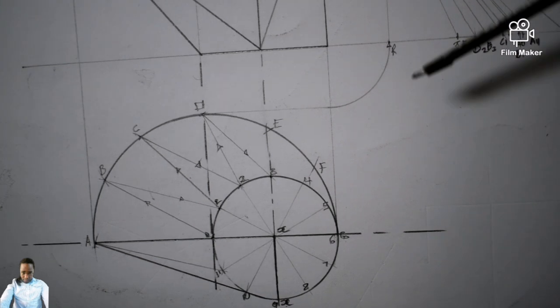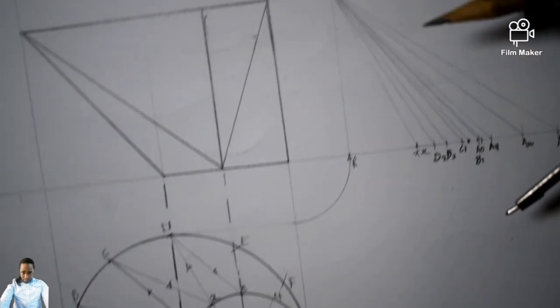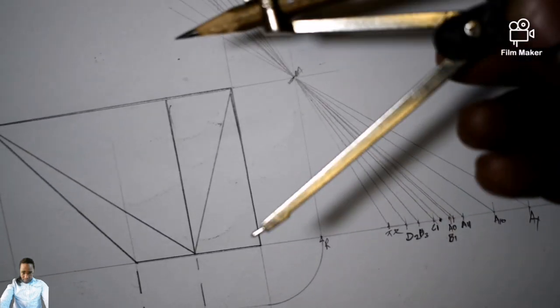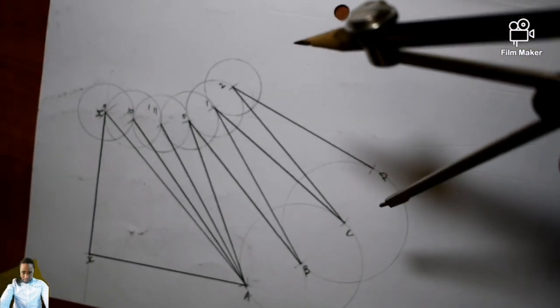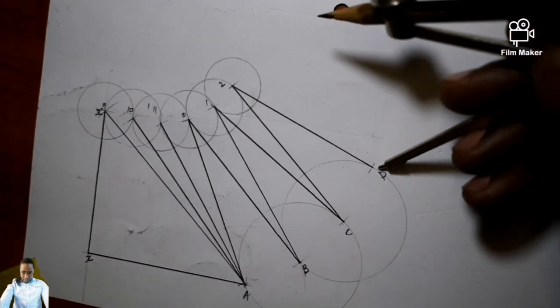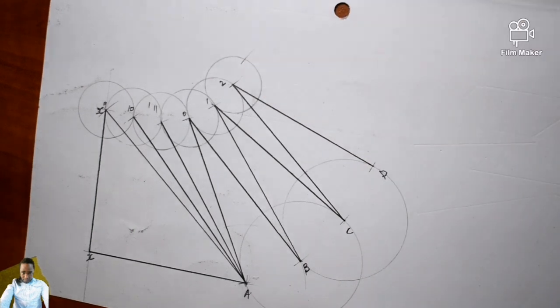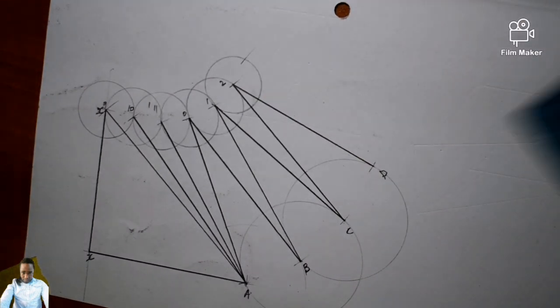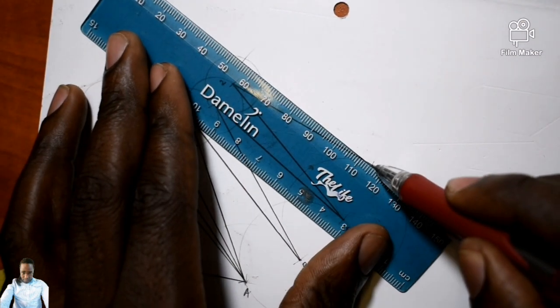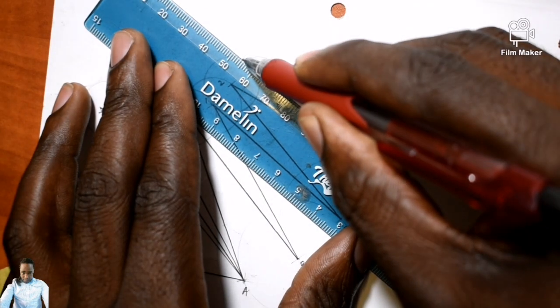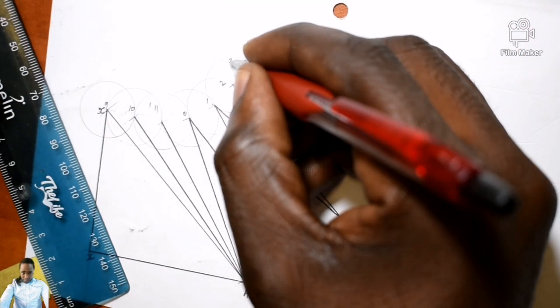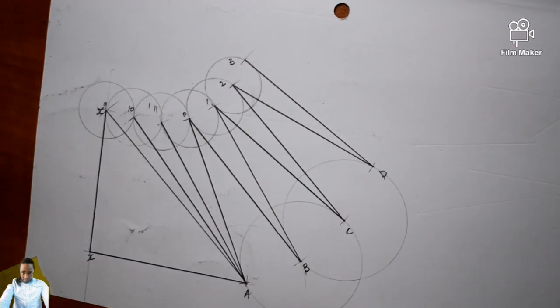So come, start disturbing your drawing compass. After you've gotten the true length, come to your development. So I can place it at D and mark. That's point 3. That's my point 3, all right?